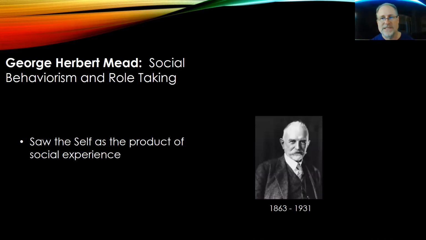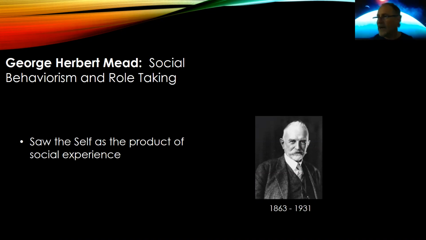Let's take a look at another sociologist, George Herbert Mead. He founded social behaviorism, and he entitled his theory role-taking. So Mead, like Cooley, was interested in how the self develops. He developed what's called social behaviorism, basically how social experiences develop an individual's personality. So Mead defined the self as the part of an individual's personality composed of self-awareness and self-image. He saw the self as the product of social experience.